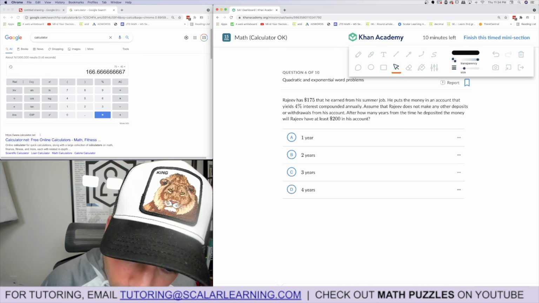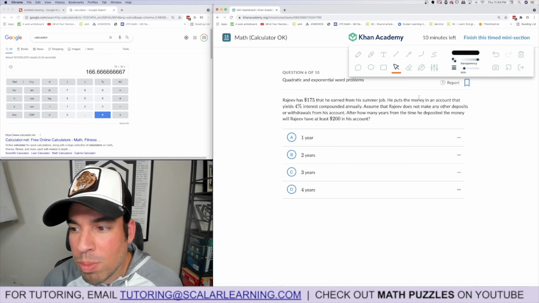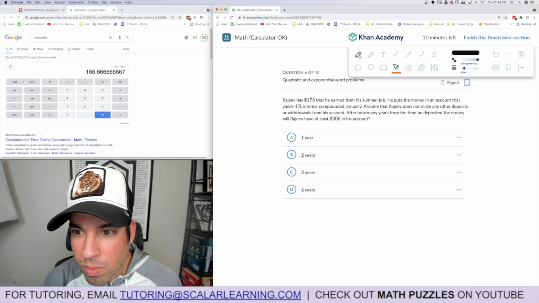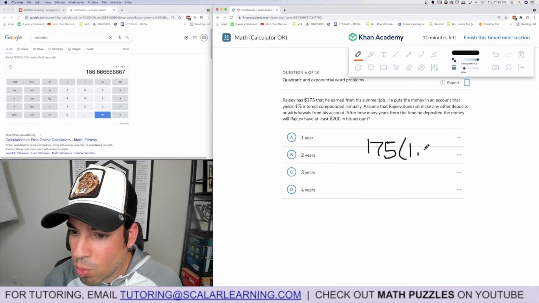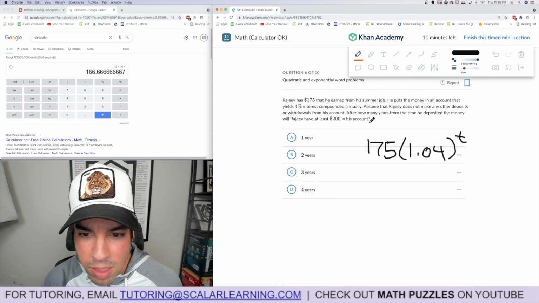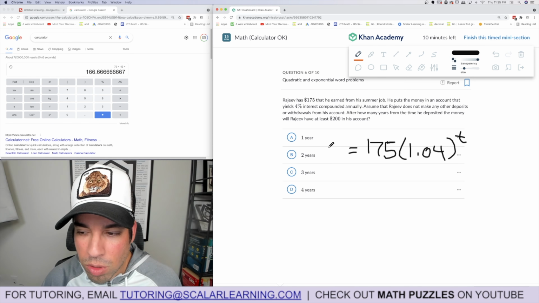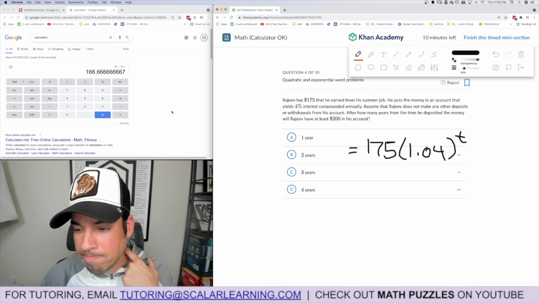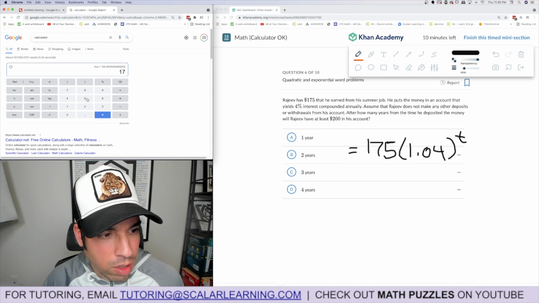Anyways. All right, 6. Rajiv has 175 that he earned from his summer job. He puts the money in an account that yields 4% compounded interest. So that's like times 1.04 annually. After how many years from the time he deposits money will he have at least 200 in the account? So it's like, when does this equal? You know what? I'm just going to plug and chug.